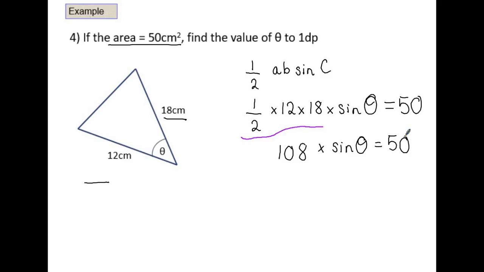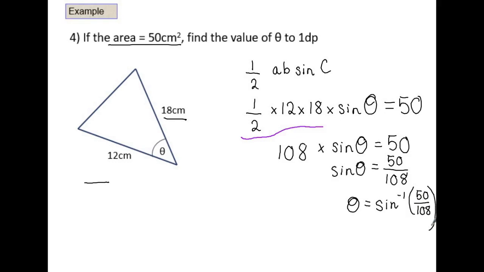Rearranging this equation now, so first thing we want to get rid of is that 108, so divide through to both sides. So sine theta equals 50 divided by 108. And thinking back to our previous topic of trigonometry, we need to get rid of that sine to leave the theta on its own. So if you remember, it's the inverse sine, that's sine to the -1, and to get it on your calculators you press shift and then sine. So you get theta equals sine to the -1, 50 over 108.